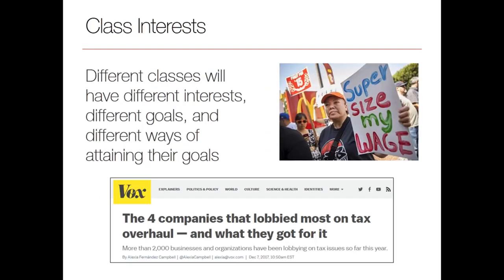So, class interests. As I hinted at already, different classes will have different interests, different goals, and different ways and means, or more or less control, in terms of attaining their goals. So what could be an interest, for example, of a worker, somebody who goes to work in an office? What should be their interest? Let's say we talk about somebody who pertains to the working class. What would you want if you were to start a job at some company? What is your interest? Salary. Welfare. Sorry? Welfare. Welfare, yeah?